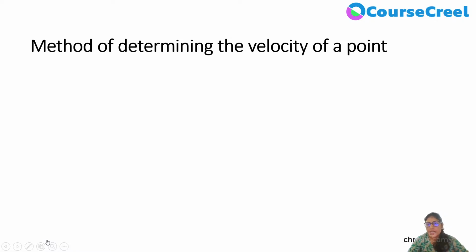In the last class we discussed very basic things related to velocity in mechanisms. We discussed the basic terms like instantaneous center. Suppose an object is in translation and rotation both. We will consider pure rotation, and that object will rotate about one center if it is continuously in rotational as well as translational motion.